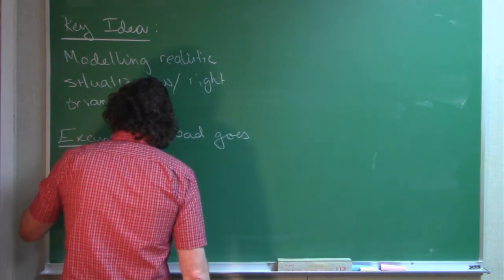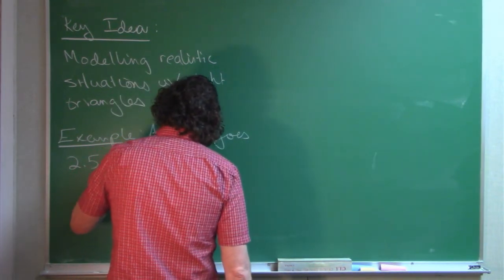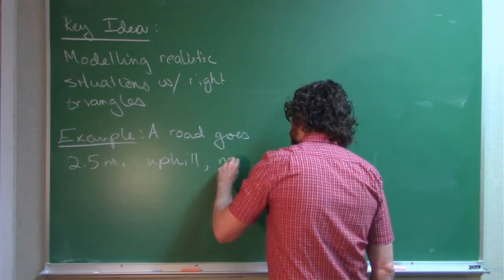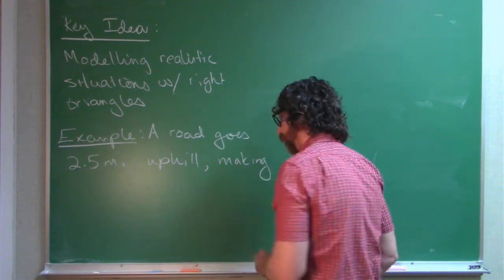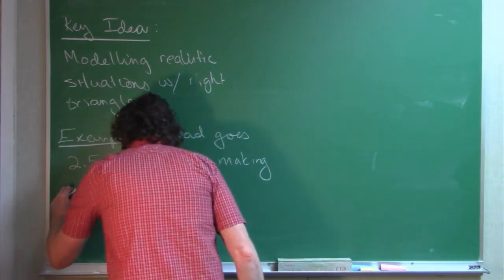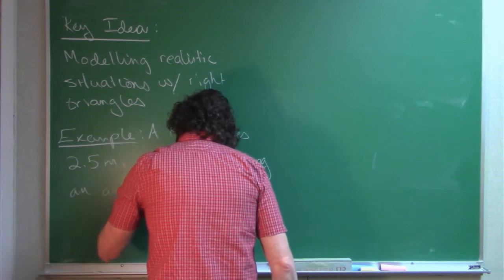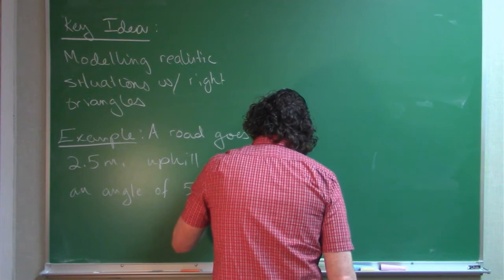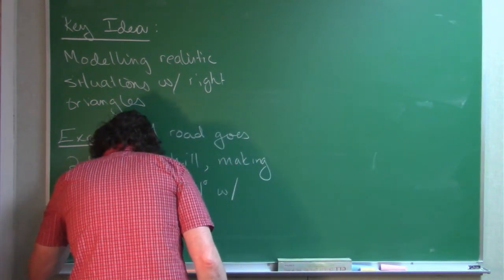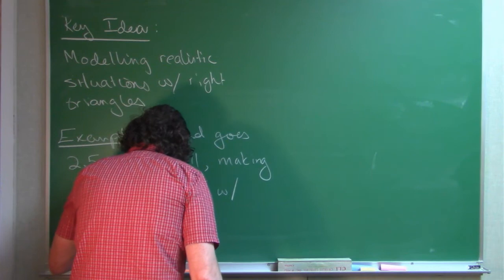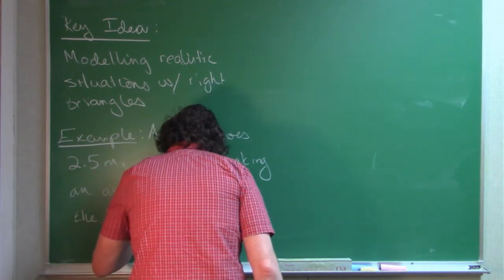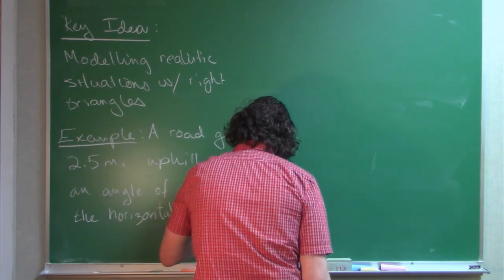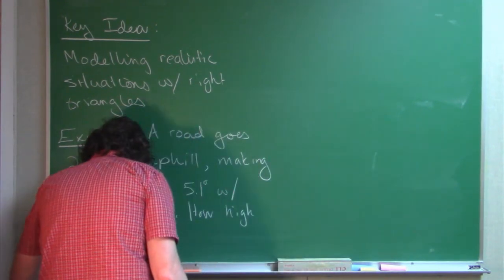A road goes 2.5 miles uphill, making an angle of 5.1 degrees with the horizontal. And the question we'll try to answer is, how high is the hill?